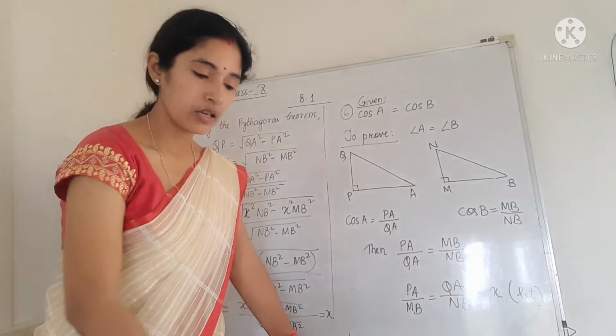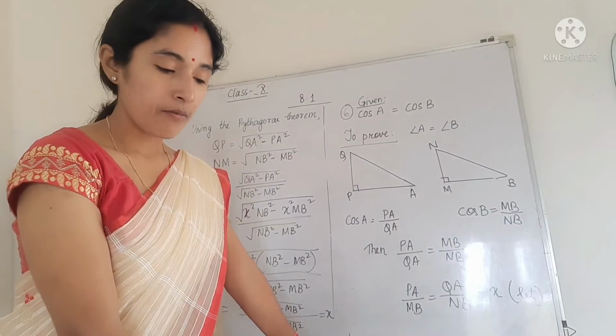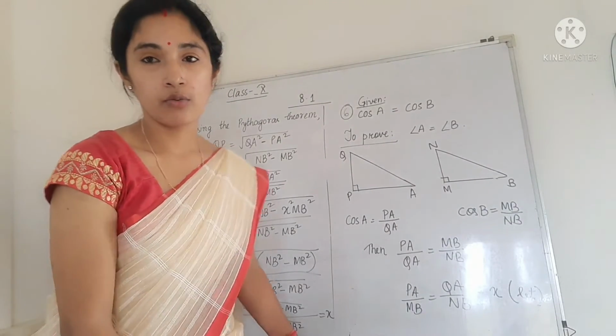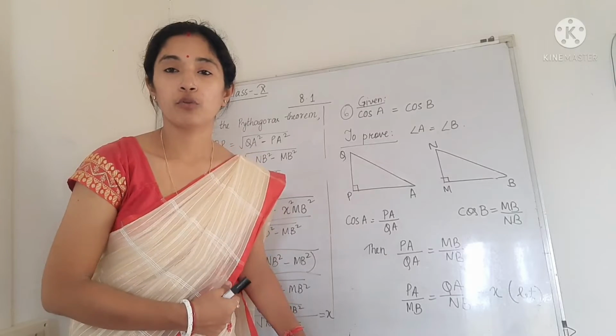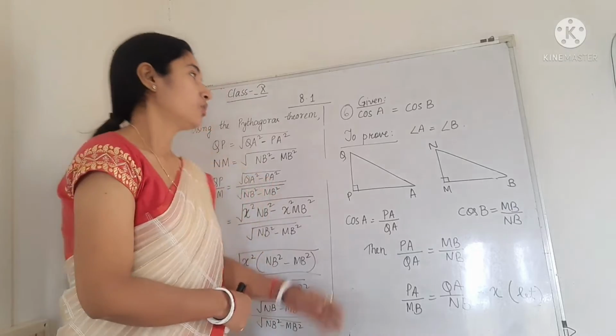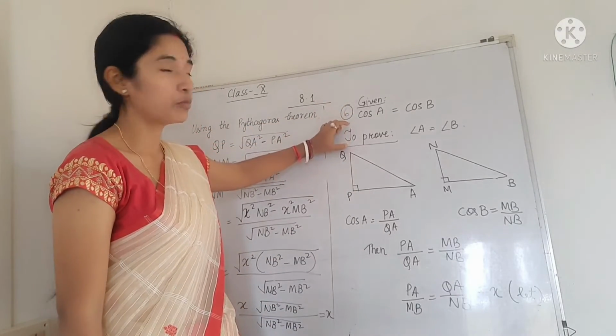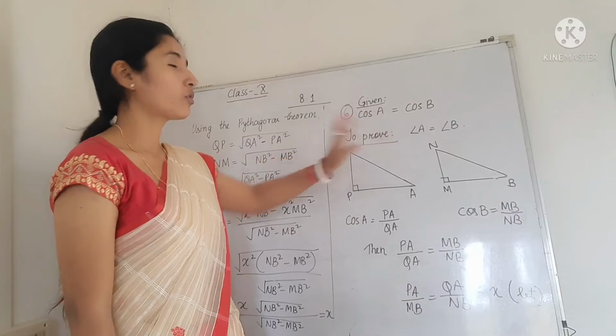Question number 6. Here it is given that angle A and B are acute angles, and the value of cos A is equal to cos B. And we have to prove that the value of angle A is equal to the value of angle B. So first of all, you have to write like this. You have to write the given condition. Then what we have to prove. So to prove angle A is equal to angle B.